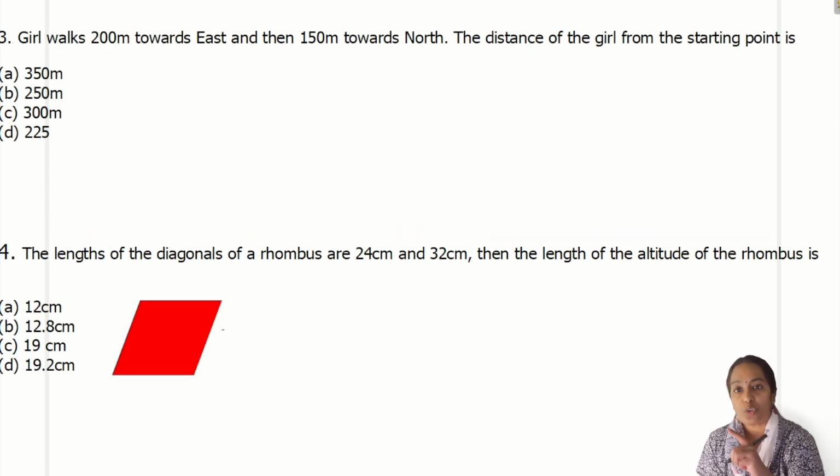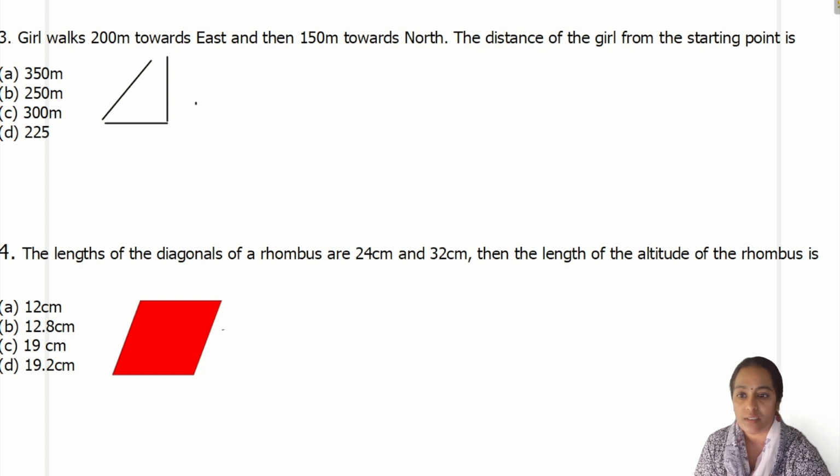A girl walks 200 meters towards east, 150 meters towards north. What is the distance of the girl from the starting point? So this is your question. This is point A, point B, point C. The starting point is A for the girl. She's walking towards east, which is 200 meters, and towards north, which is 150 meters.